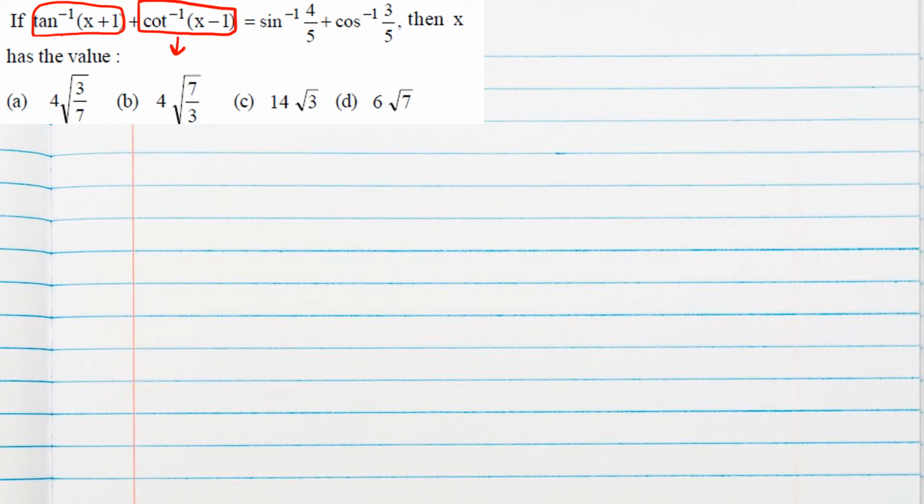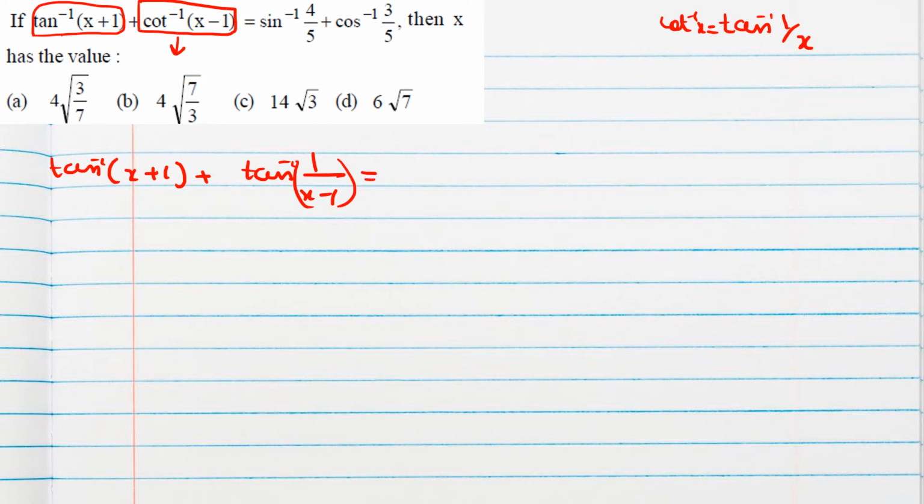So we have one formula. Cot inverse x can be written as tan inverse 1 by x. So based on that formula, I can write this as tan inverse 1 by (x-1). Now we can apply the formula here, right? Tan inverse A plus tan inverse B.